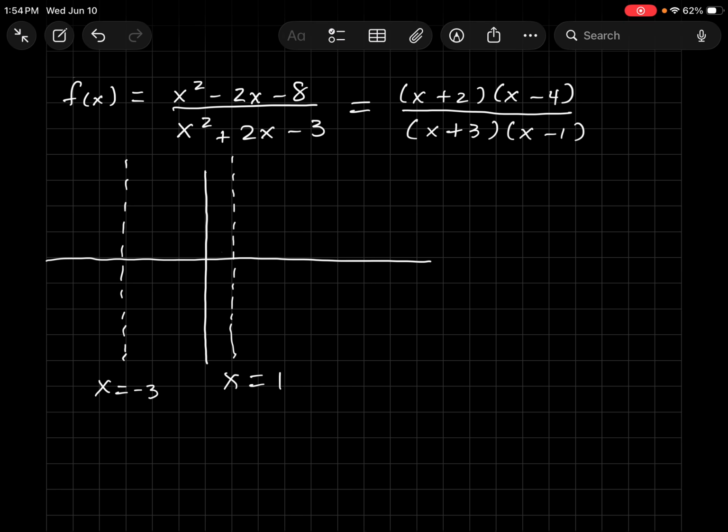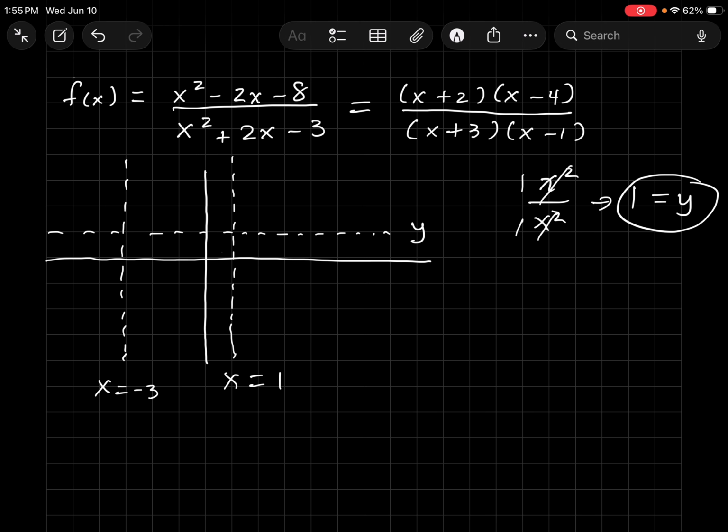And then to find the horizontal, that's when we let x go to infinity, and all I really care about are my highest powers and their coefficients top and bottom. So if I take the highest powers top and bottom with the coefficients and simplify, I get 1, which is my horizontal asymptote, more specifically y equals 1.